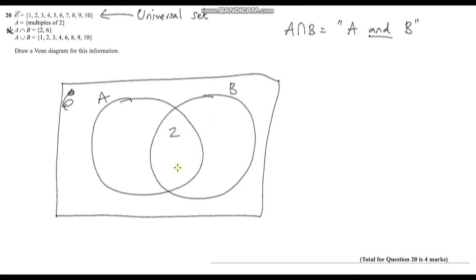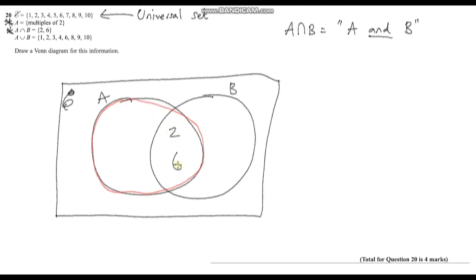So we've got the numbers 2 and then number 6. Okay, now let's focus just on set A. So this set here, so just this circle. So we've got all of the multiples in set A. So let me just highlight that to make it clear. So we're going to put all of the multiples of 2 somewhere in this circle.